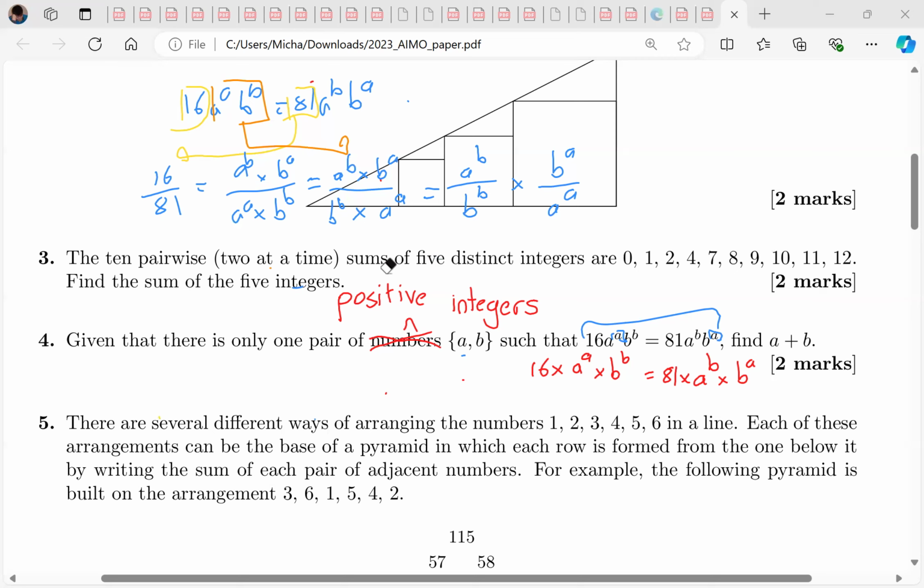I feel like it'd be more understandable if you did something like, well, you can explain, you're dividing both sides by 81. And then you're dividing both sides by a to the a, b to the b. Yeah, I do take these things for granted. But what's wrong with cancelling out the a's there?